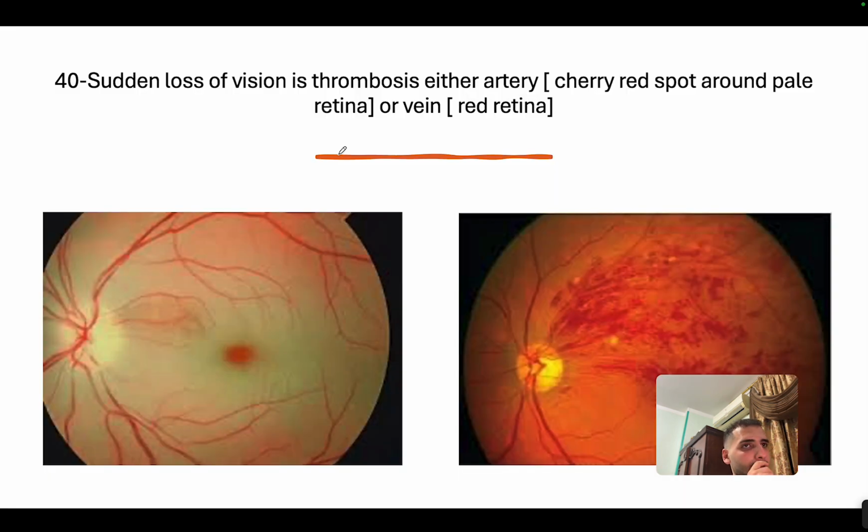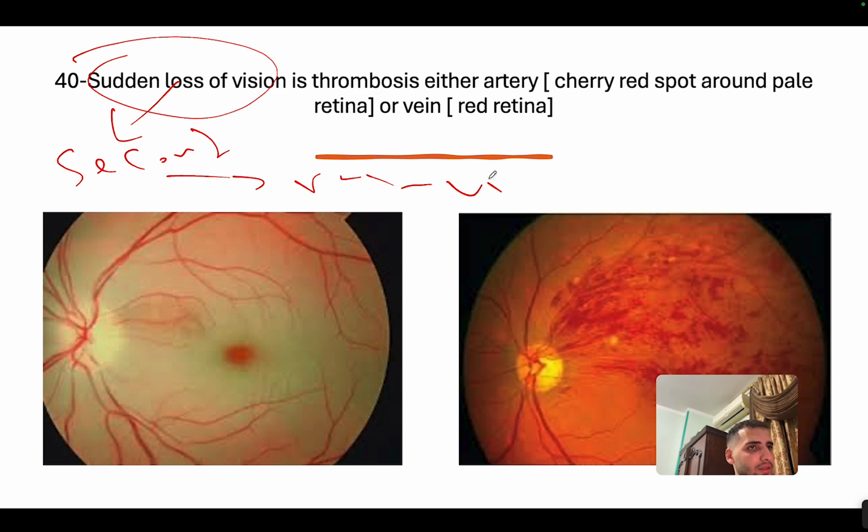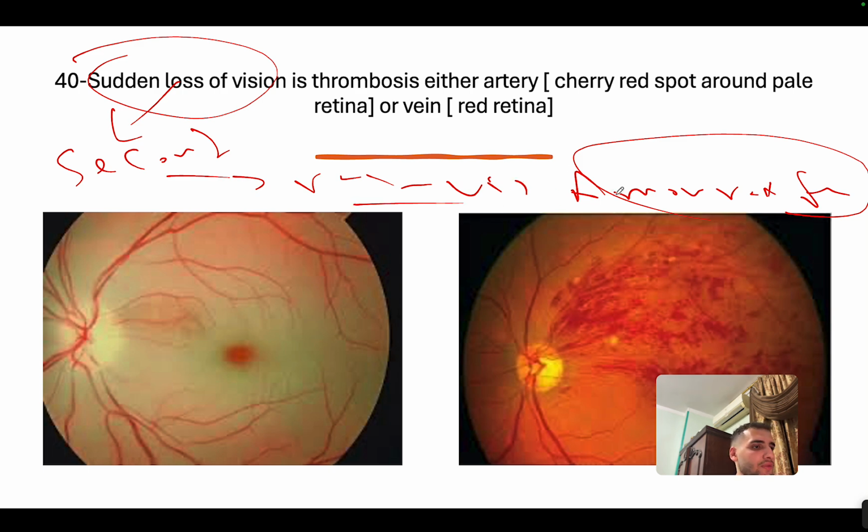Okay. The next one is sudden loss of vision. When you see sudden loss of vision for seconds, then the person somehow retain vision again. This is called amaurosis fugax. Amaurosis fugax. And it happens from transient ischemic attack, okay? This is amaurosis fugax, okay? But when you see just a sudden loss of vision, but there is no return of vision, then you would suspect thrombosis of the blood vessels. If it's a thrombosis of the artery, you would usually see a pale retina and a cherry red spot here.